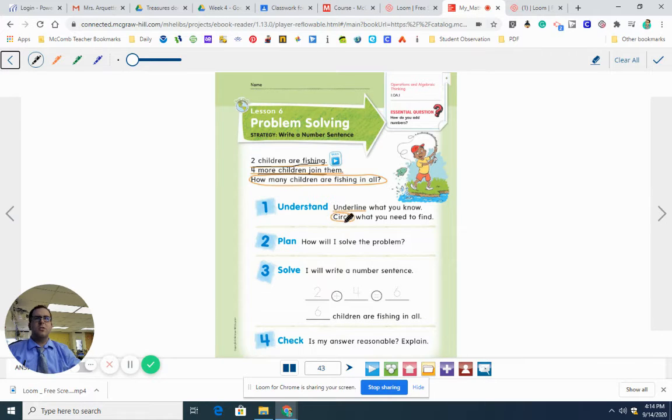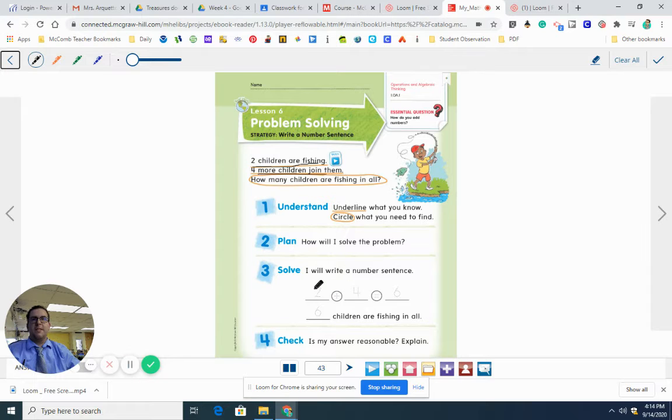And as it says here, circle what you need to find. So that's what we're going to do here. We're going to circle what we need to find. That's going to be that sentence that has a question mark at the end of it. Okay, so we're going to circle that. How will I solve the problem? Now I'm thinking here about the problem. How many children are fishing in all? To do that, I'm probably going to need to add my numbers together.